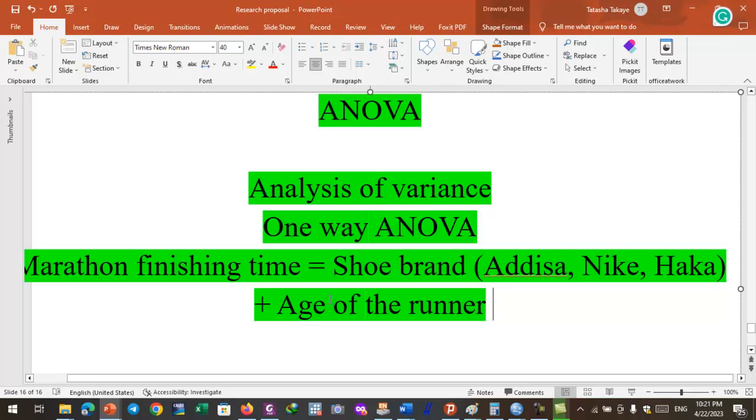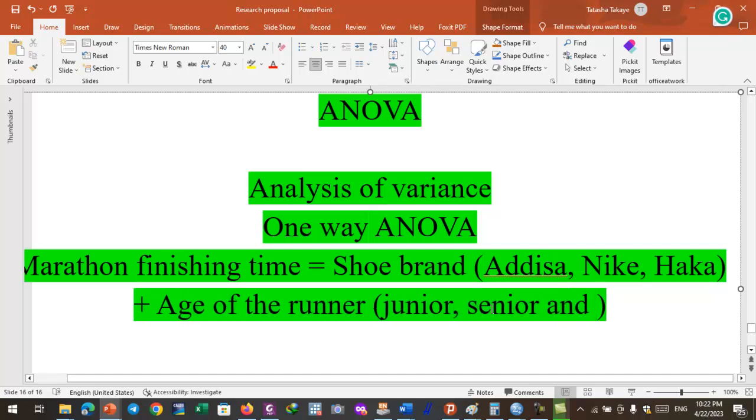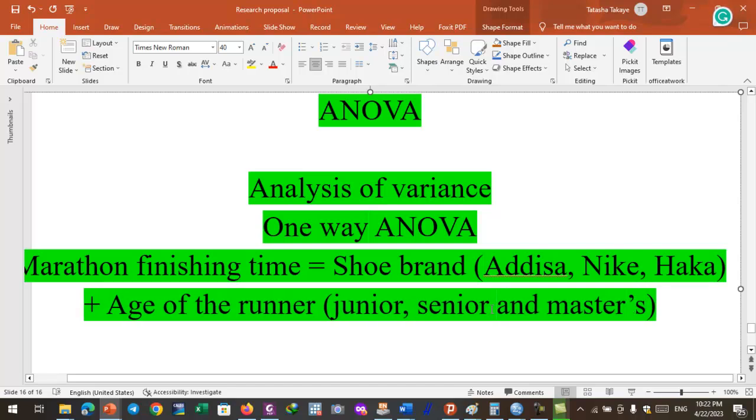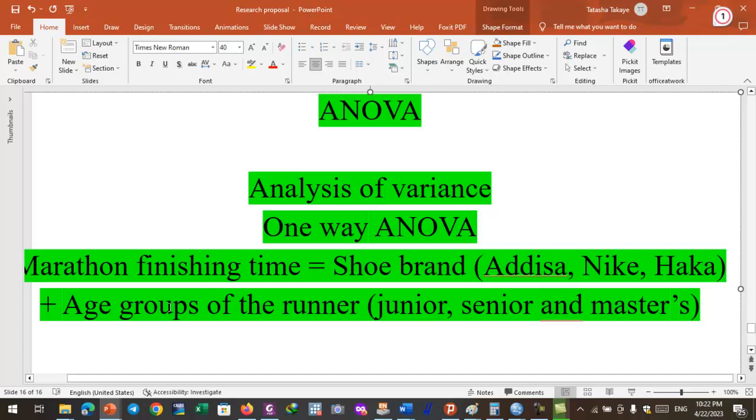Here we have two independent variables: shoe brand and age of the runner. Within the age of the runner, we can have groups like junior, senior, and masters. Those are the age groups, or age categories, of the runner. A runner can be in the age category of junior, senior, or masters.